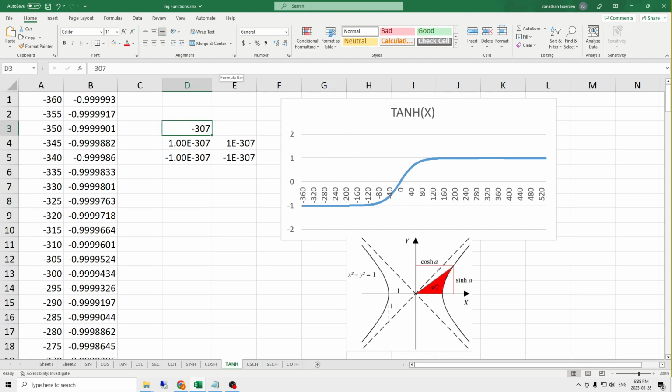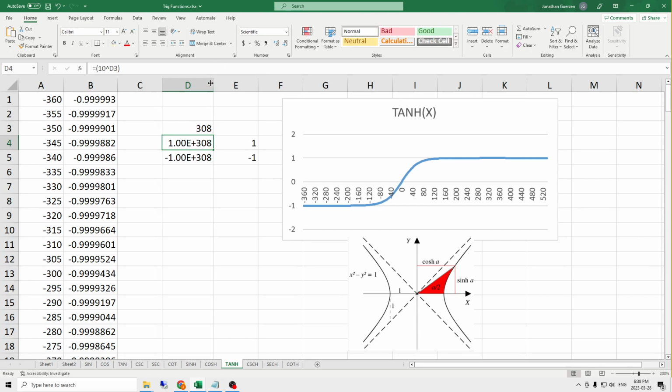For large numbers, unlike hyperbolic sine and hyperbolic cosine, the hyperbolic tangent function is well behaved. For a very, very large input value, we still get well-behaved output values all the way up to 1 times 10 to the 308, which is getting close to the largest number that Excel can represent. However, there is no reason to use a number this large, because reasonably, the hyperbolic tangent approaches 1, or even at values equal to 10.